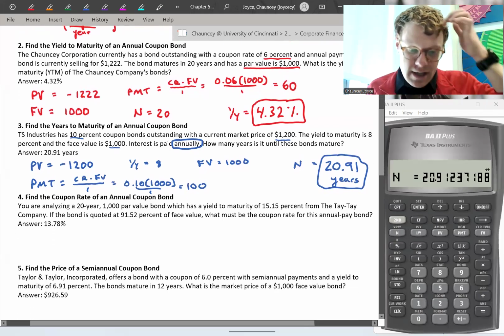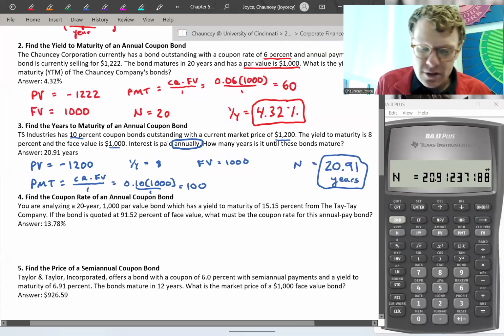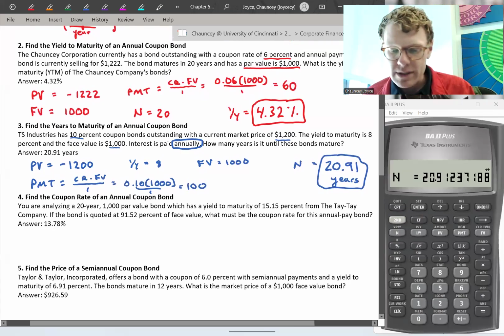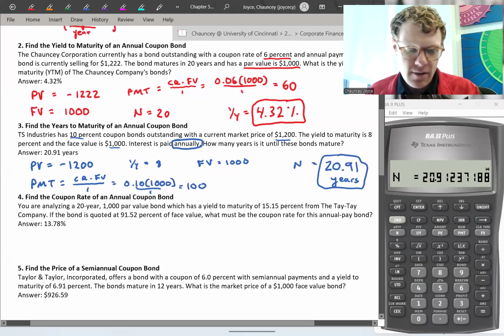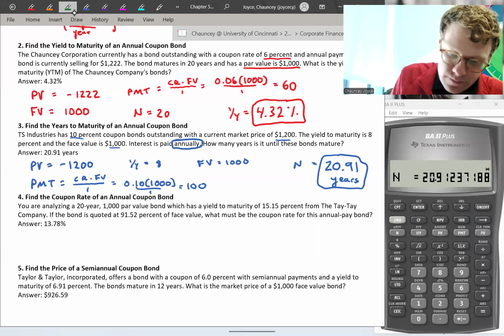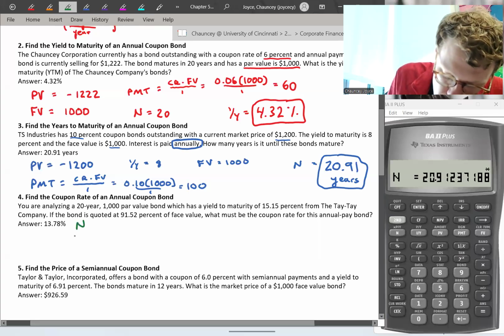This looks like our last annual coupon bond. You are analyzing a 20-year, 1,000 par value bond, which has a yield to maturity of 15.15% from the Taylor Company. If the bond is quoted at 91.52% of face value, what must be the coupon rate for this annual pay bond? So N is 20.